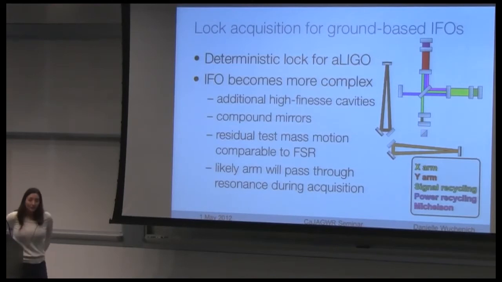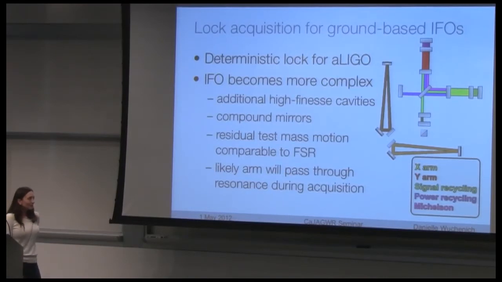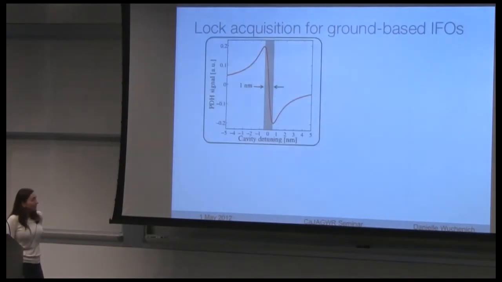As we're moving to more complex systems, especially in advanced LIGO, it gets harder and harder to control all of these additional mirrors or cavities or whatever we have, especially as we're getting larger masses and weaker actuators. And so there's been a lot of talk of getting a deterministic lock for advanced LIGO, and there's already been a few plans for this.